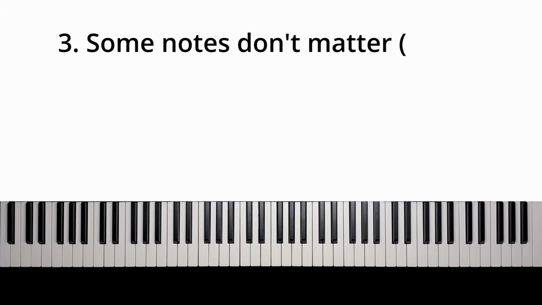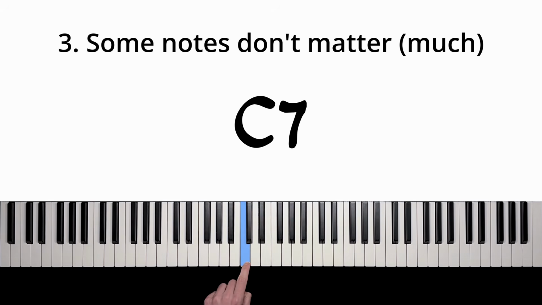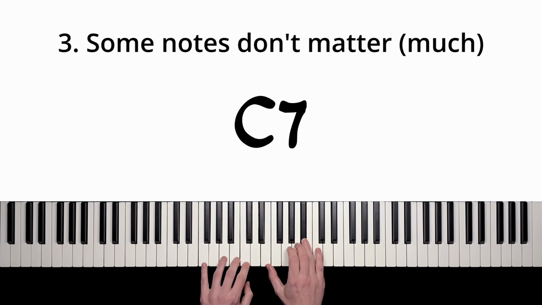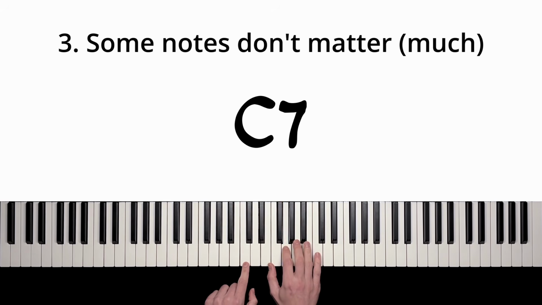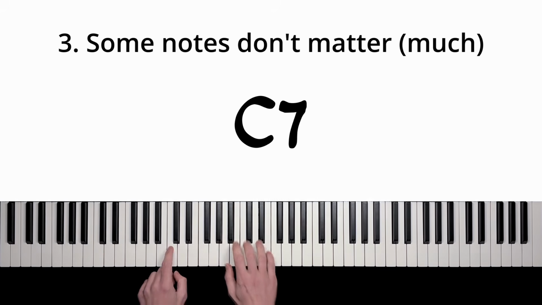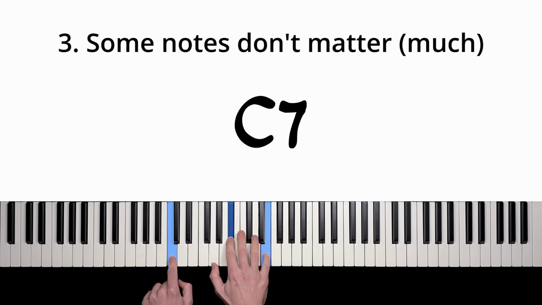Not all notes in a chord are equally important. For example, in a dominant 7th chord, we need the root, the 3rd to determine the chord's quality, and the 7th, which gives us that dominant 7th tension that wants to resolve to a different harmony. The 5th might make the sound a bit richer, but it doesn't really add anything important. So if you're supposed to play a C7 chord and you play just these 3 notes, you've done the job.